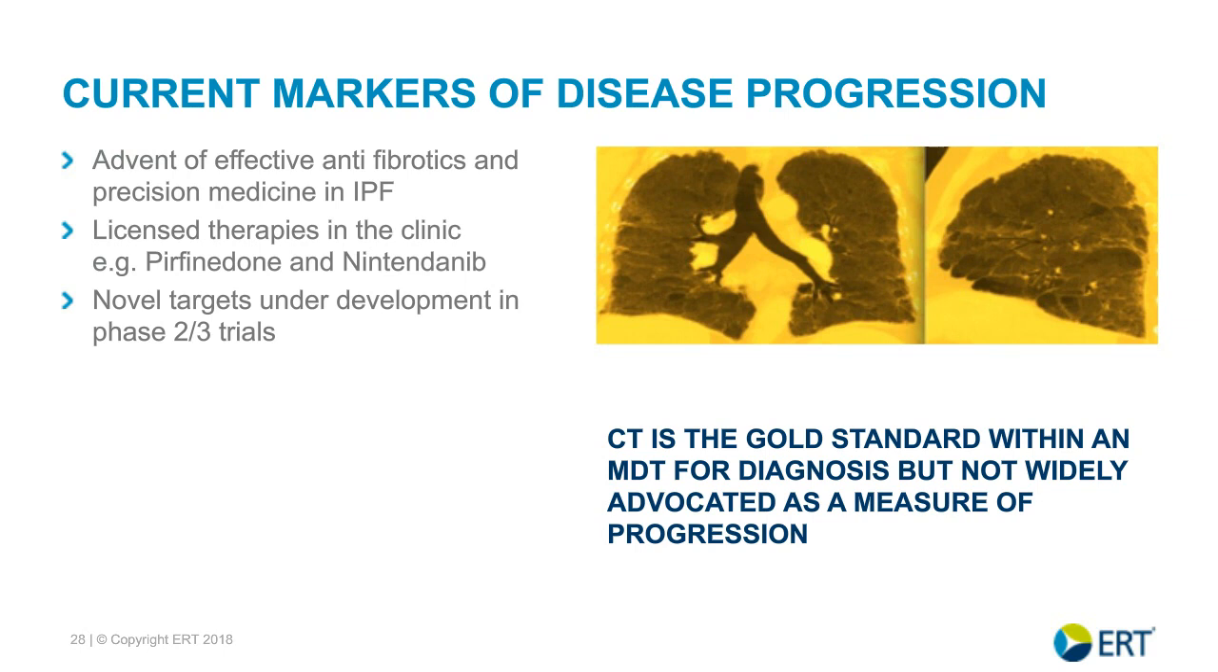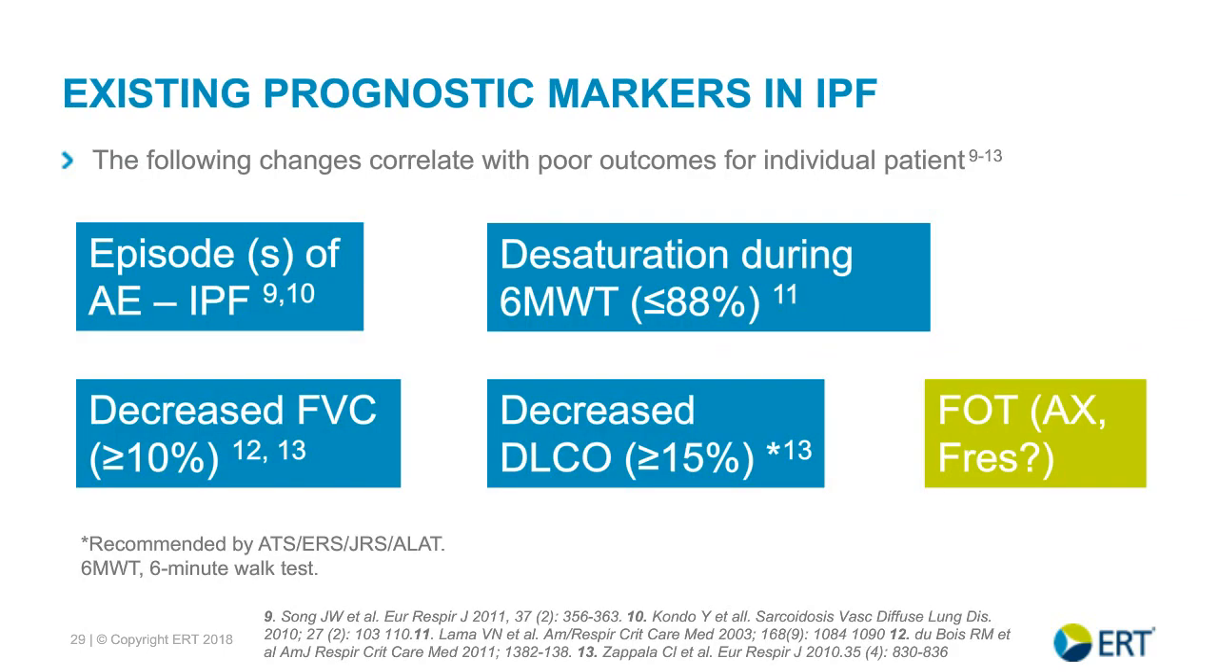We know that there are existing markers of disease progression in IPF. These include having a severe exacerbation of IPF and coming into hospital, a decrease in your forced vital capacity of more than 10% if you're on treatment, desaturation on a walk test, a 6-minute walk test, or a reduction in your DLCO, carbon monoxide diffusion coefficient, of more than or equal to 15%.